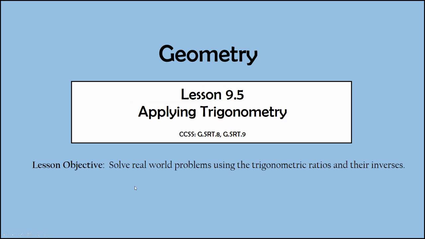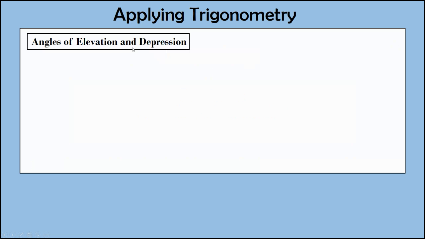All right, today we're going to move into lesson 9.5, which is on applying trigonometry. So we're going to look at some real world situations involving angles of elevation and angles of depression, and how we can use that information to solve for an unknown value. And again, it'll be using our trigonometry concepts that we've already been working on.